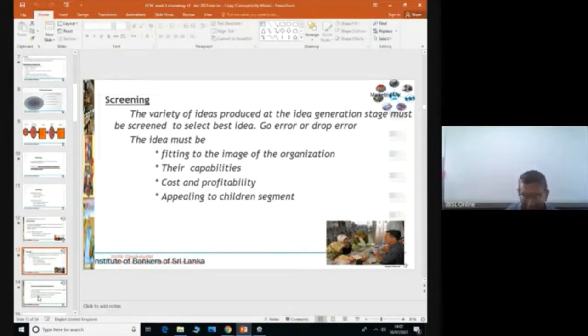Now, don't worry too much about this. The examiner won't ask you what a go error and a drop error are, because it's very marketing oriented. A go error means you have selected a poor idea as a good idea. A drop error means you forgo the good idea and select the bad idea.